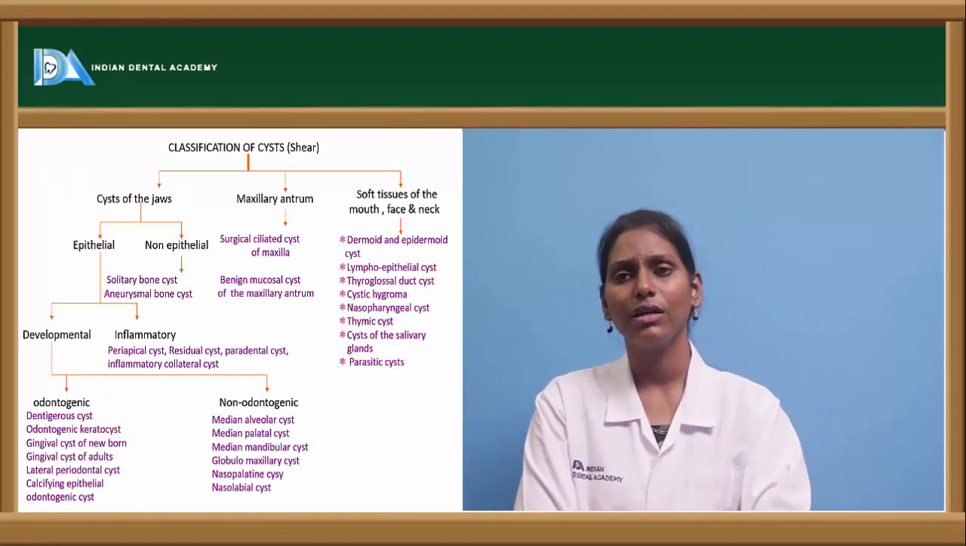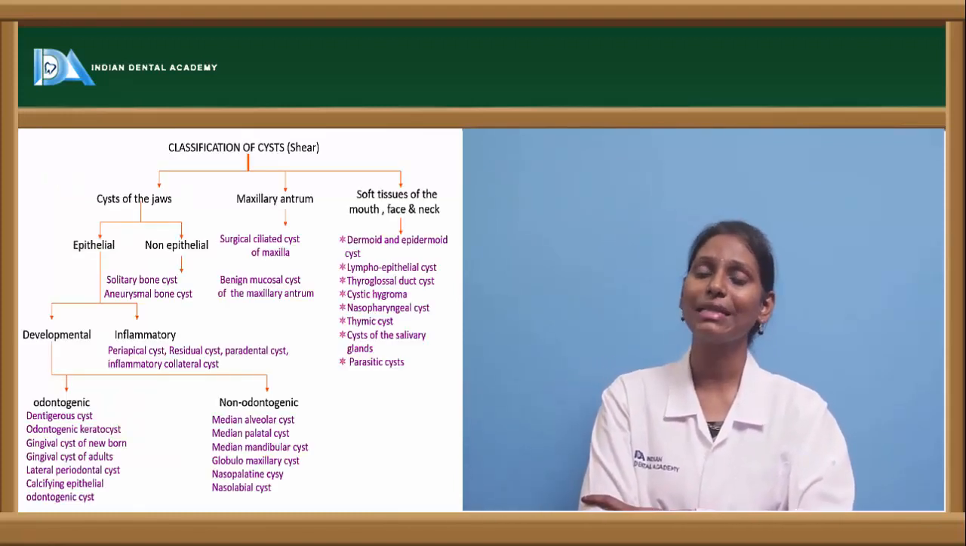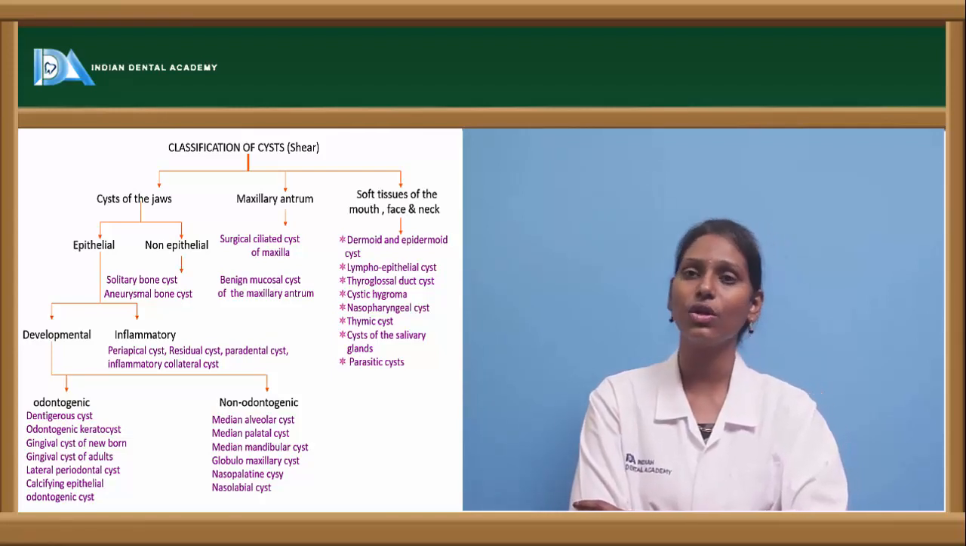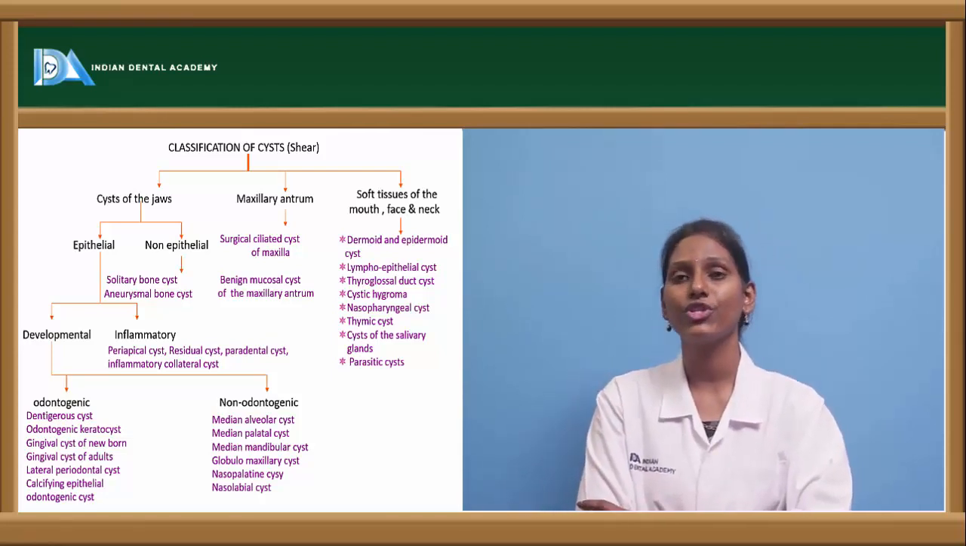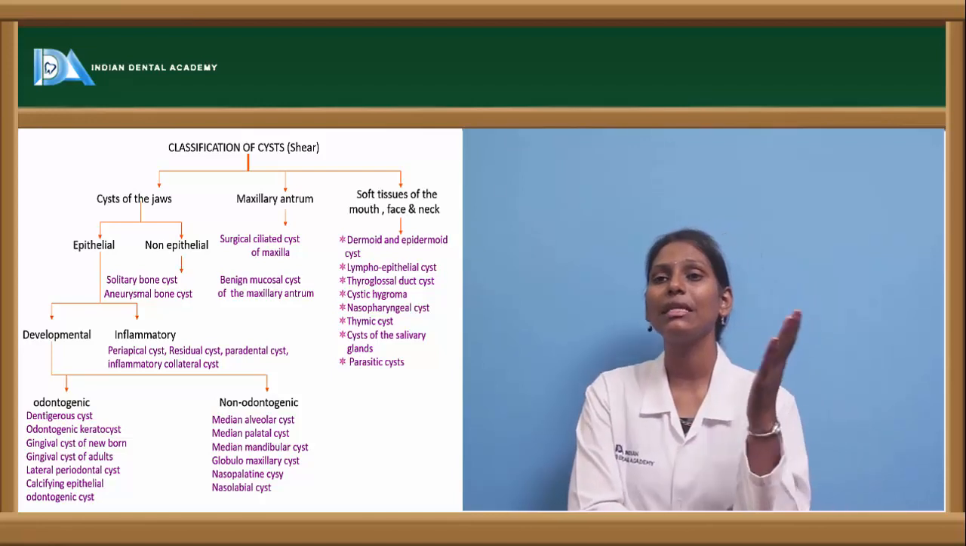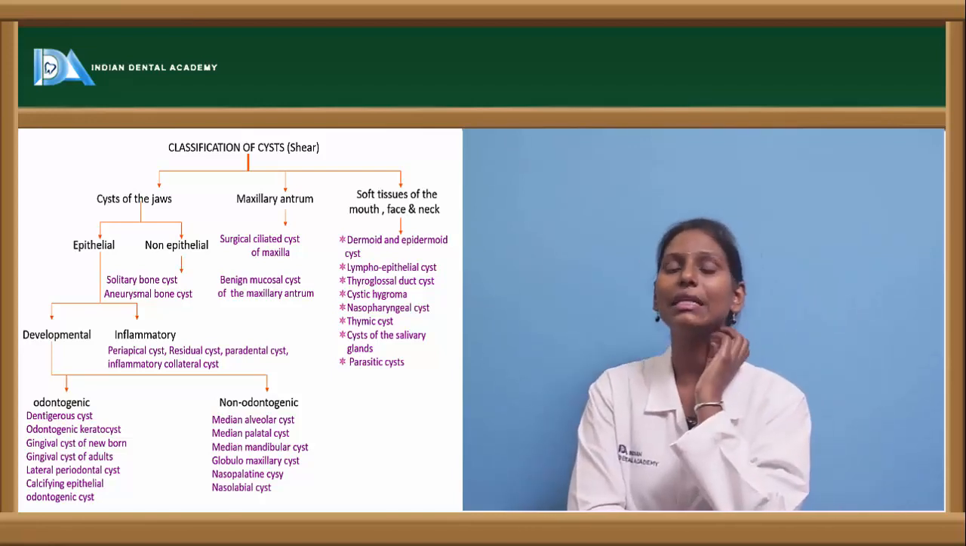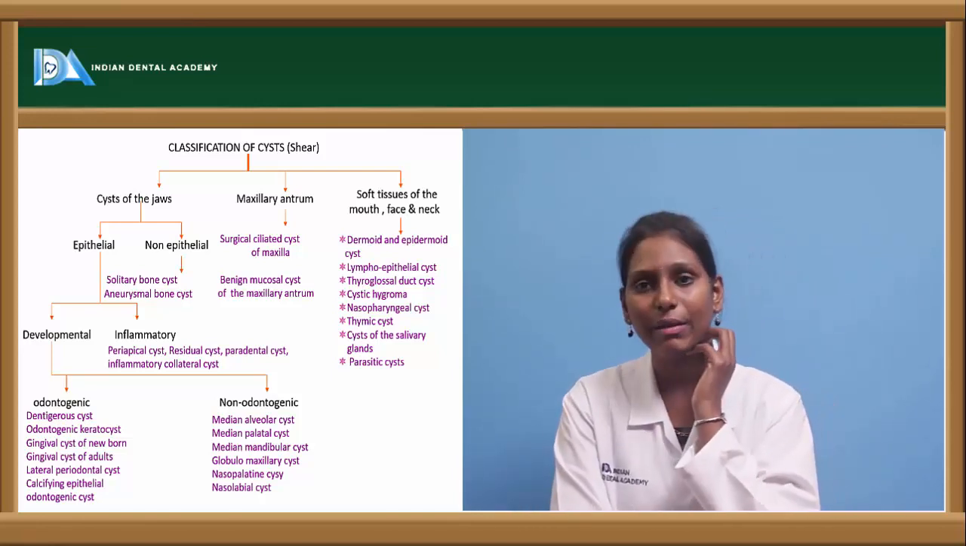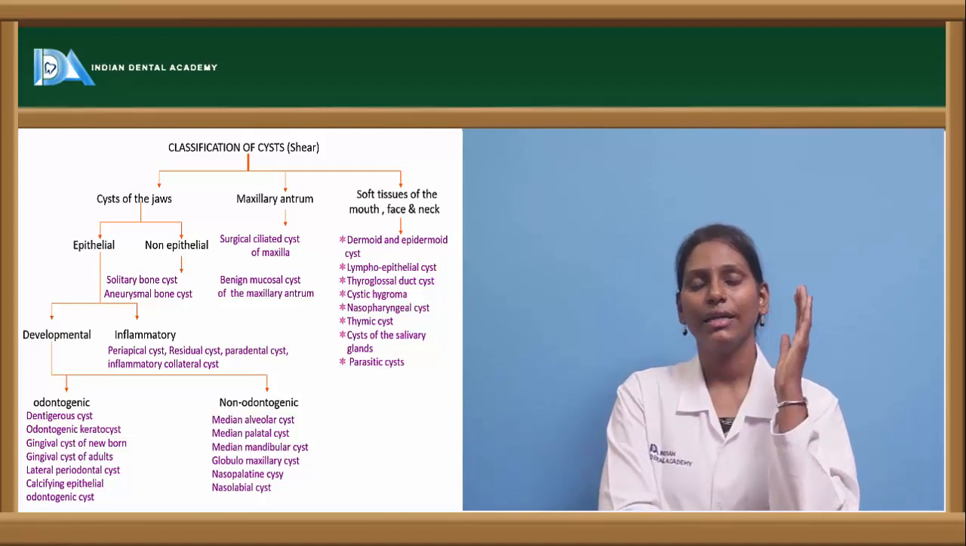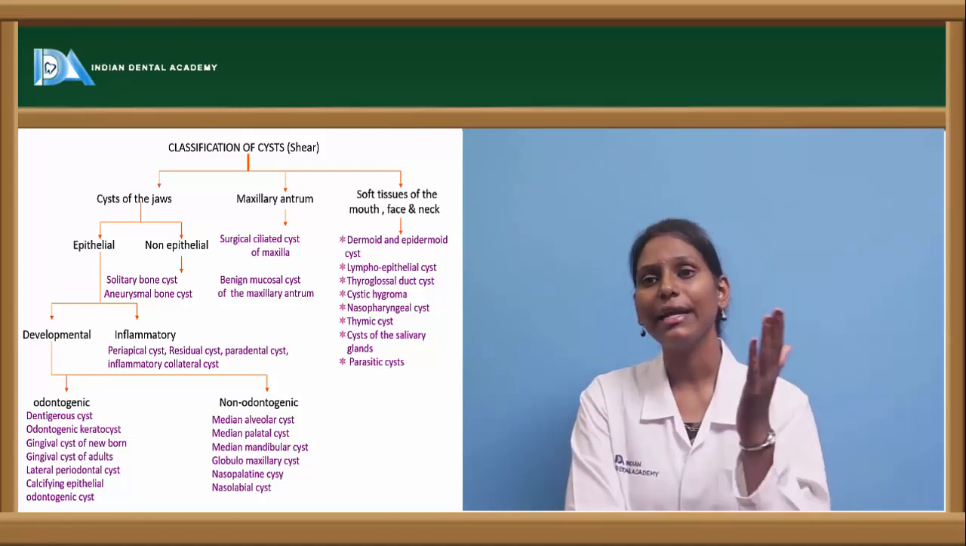We have cysts within the bone, and these cysts can be either odontogenic cysts or non-odontogenic cysts. Cysts of the jaws are again divided into epithelial and non-epithelial in origin. Epithelial ones are again divided into developmental or inflammatory in origin. Developmental ones are again odontogenic and non-odontogenic.